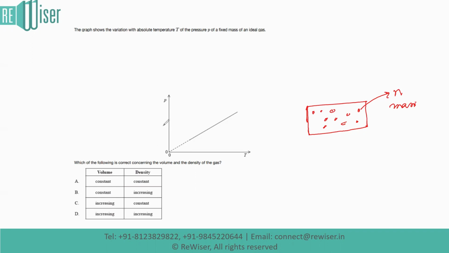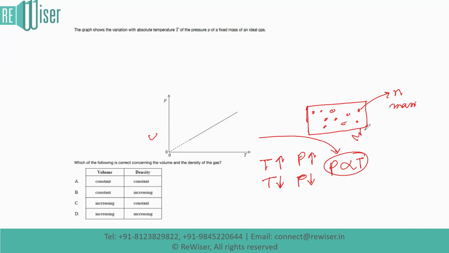Now, this graph shows that it is a linear graph. That means as temperature increases, pressure increases linearly, and when temperature decreases, pressure decreases linearly. That means this is P versus T. This graph is of this equation. When temperature increases, pressure linearly increases. When temperature decreases, pressure linearly decreases, and the mass inside this container remains constant.